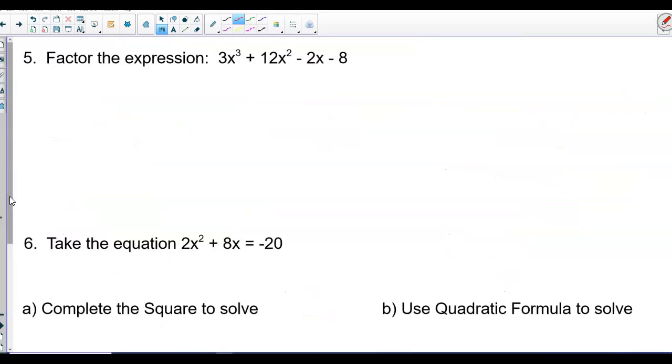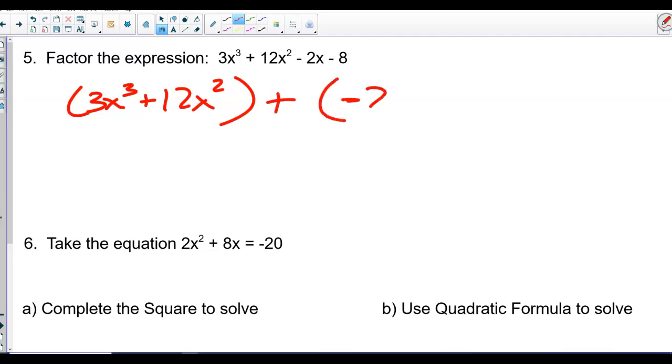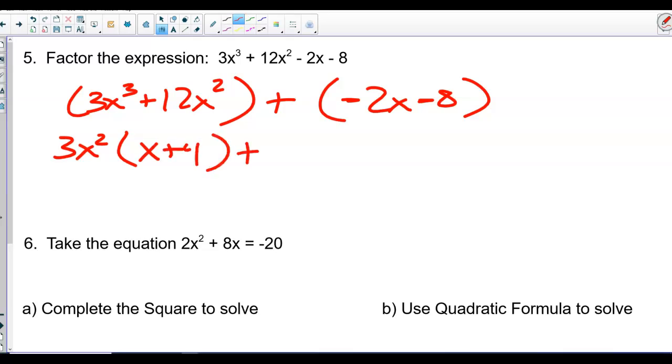Okay, that's the one where we put parentheses around the first two terms. I always put a plus sign in between the two parentheses. All right? And now we're taking a GCF from both parentheses, and we should get the same thing in the parentheses. If I take a 3x squared out of here, I'm left with x plus 4. If I take a -2 out of here, I'm left with x plus 4.